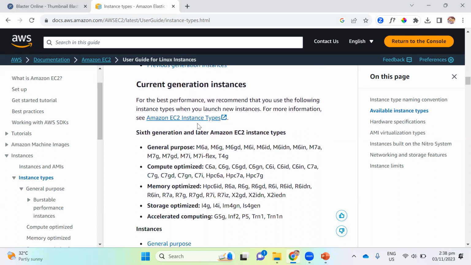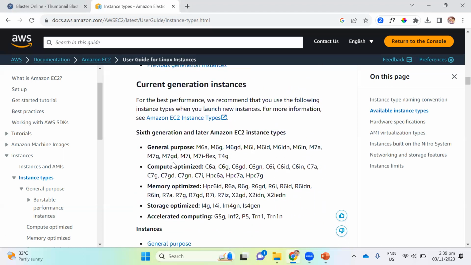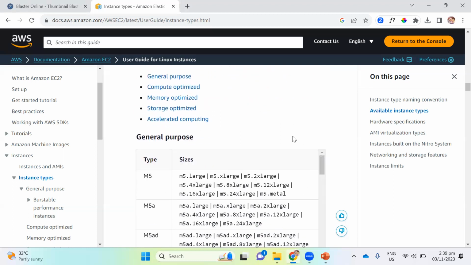And this is the current 6th generation and later Amazon EC2 instance types. So general purpose is this one, starting with M. M means general purpose. Compute optimized starts with C. Memory optimized is R. Then storage optimized is starting with this particular thing, right? And accelerated computing is this one.